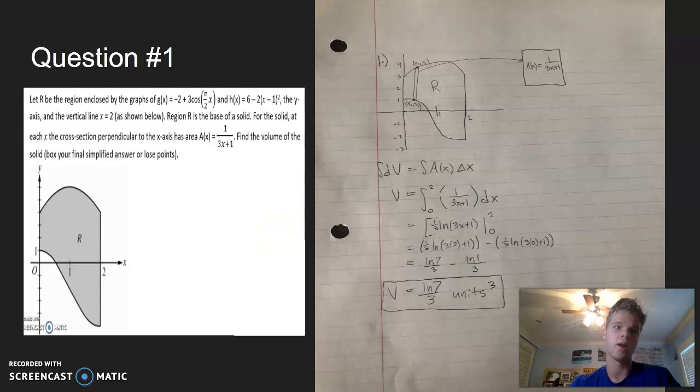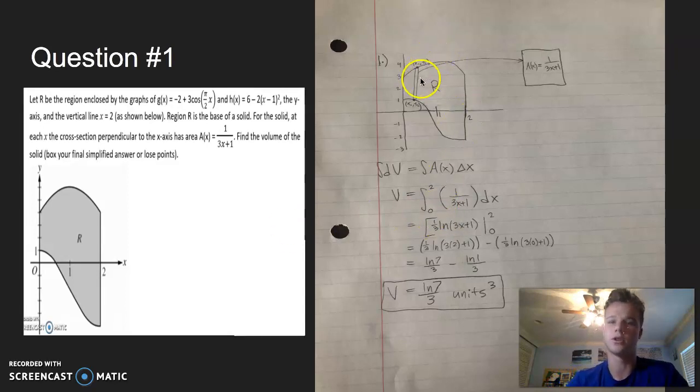So question number 1. Let R be the region enclosed by the graphs g of x equals -2 plus 3 cosine pi over 2x, and h of x equals 6 minus 2 times x minus 1 squared, the y-axis, and the vertical line x equals 2, as shown below. The region R is the base of the solid. For the solid at each x, the cross-section perpendicular to the x-axis has an area of A of x equals 1 over 3x plus 1, and then it asks us to find the volume of the solid.